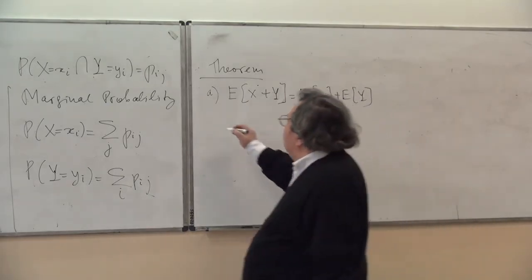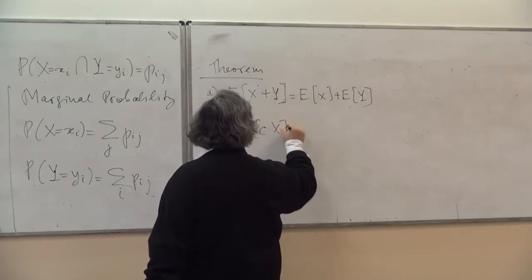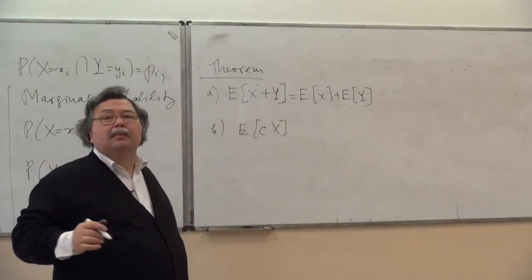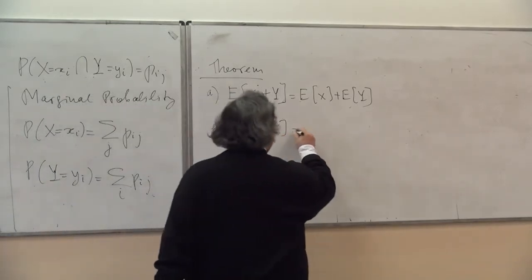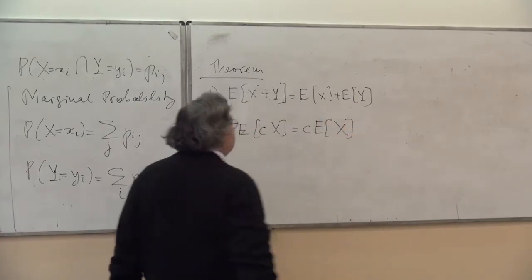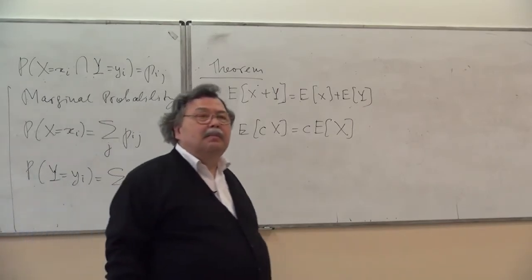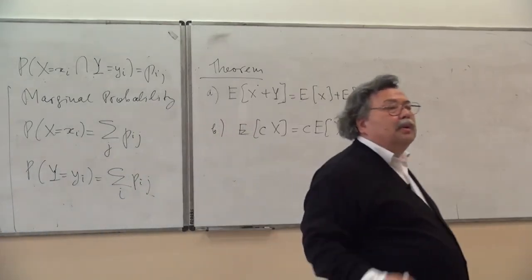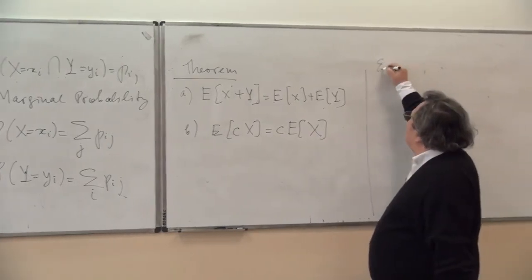Okay, and B here, well, if we consider the random variable that is given x times a constant, then it's like this. Okay, let's give an example. It's a very interesting example, and also it's important in certain applications.